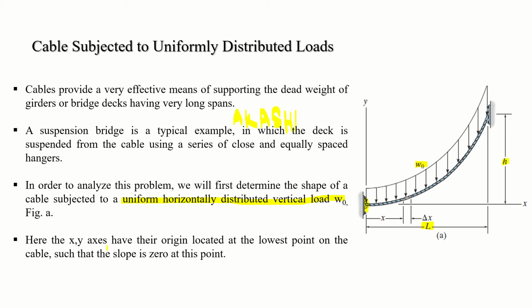Here the x-y axes have their origin located at the lowest point. As I mentioned, this is the origin point, such that the slope is 0 at this point. If you draw a tangent, then its slope will be 0 with respect to this x-axis.